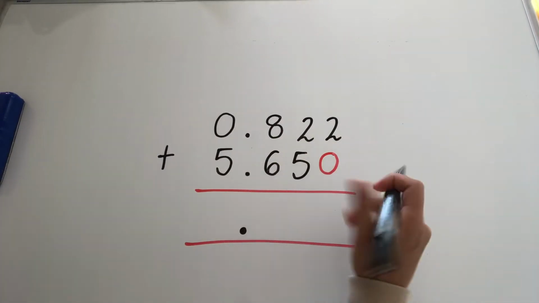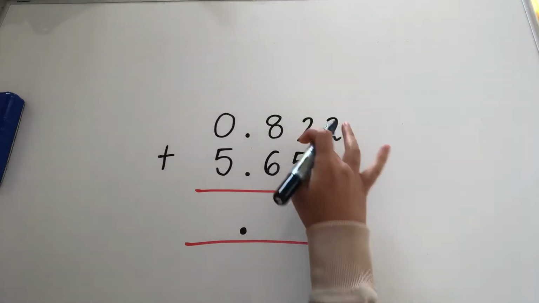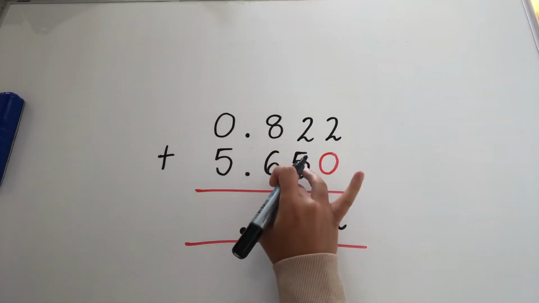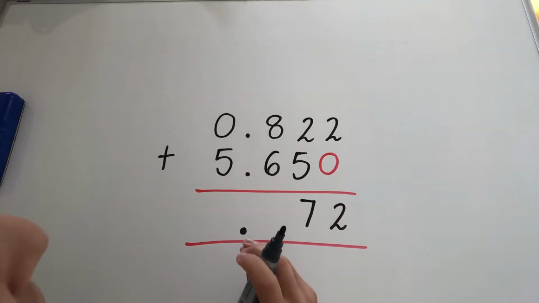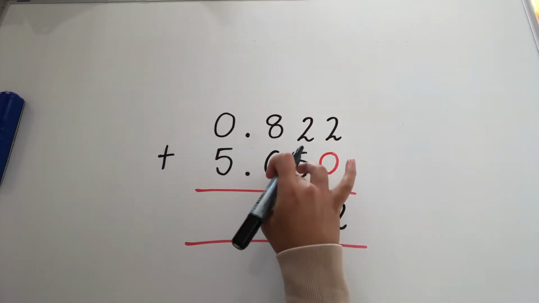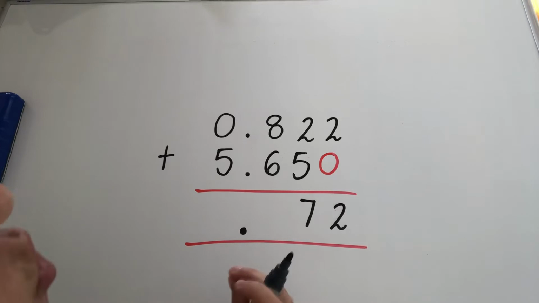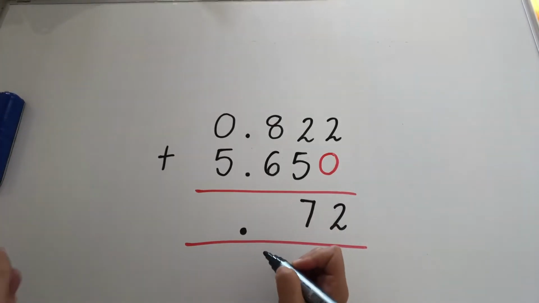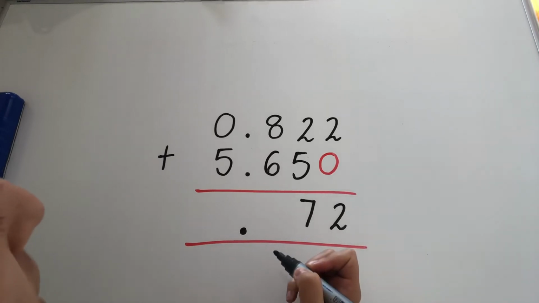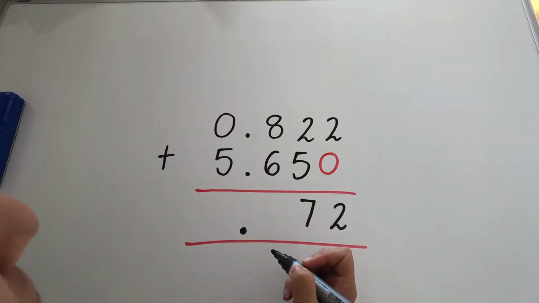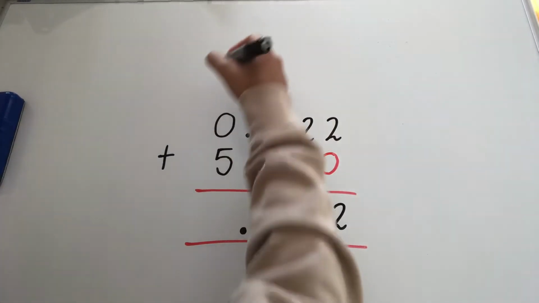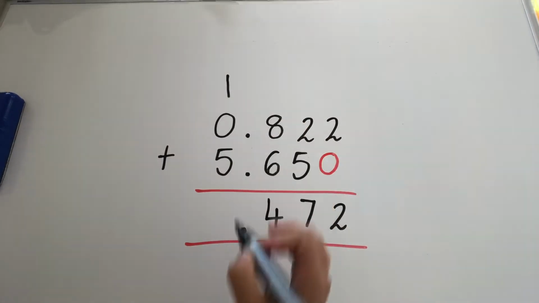So 2 add 0 is 2. 2 and 5 is 7. 8 and 6, that's 14. So in our place value column, we're in the tenths column. That's 14 tenths. Remember, we can't write 2 digits down here, so we need to rename it. 14 tenths is the same as saying 1 whole and 4 tenths. So I'm going to write my 4 tenths down and carry my whole to my ones column.